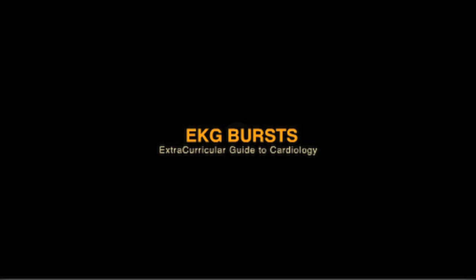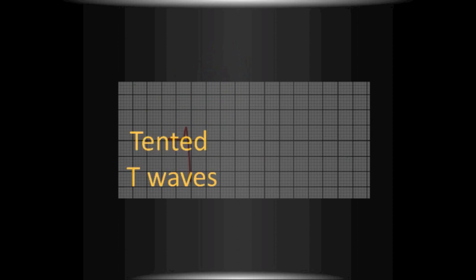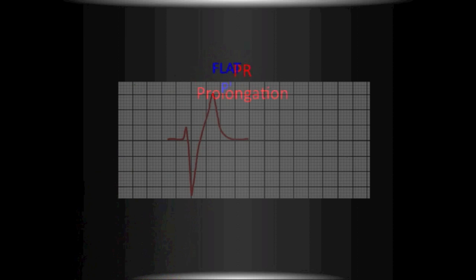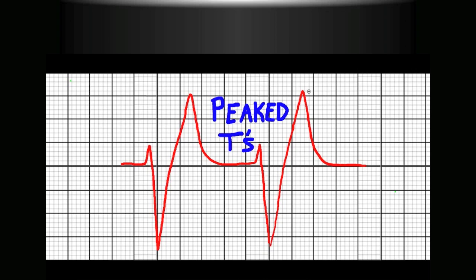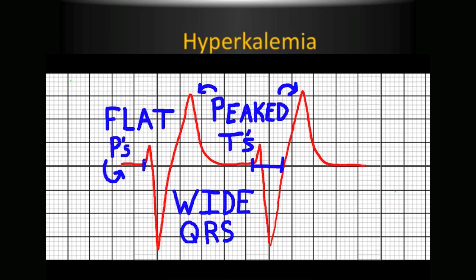EKG burst part 2, tented T waves, prolonged PR interval with P wave flattening, and QRS widening with merging into the T wave are electrocardiographic findings consistent with this electrolyte abnormality. This is hyperkalemia. And why is this?